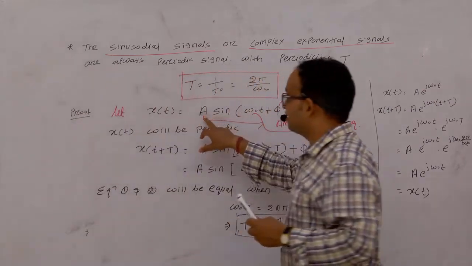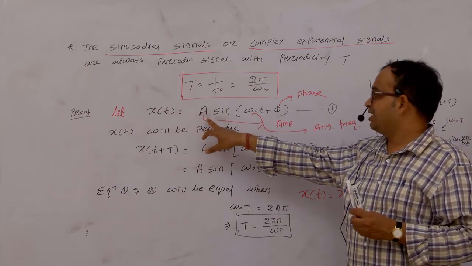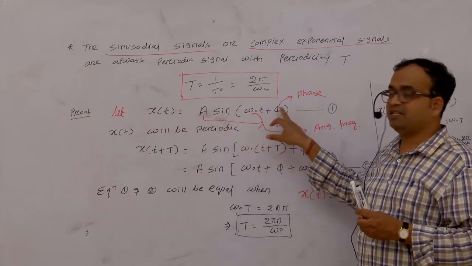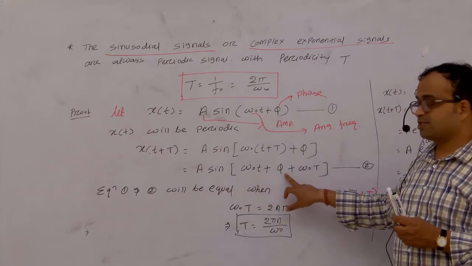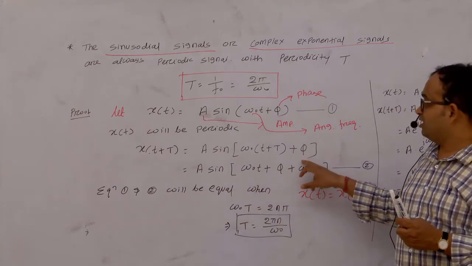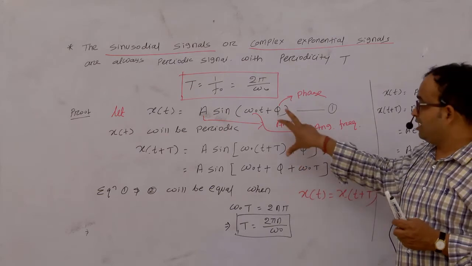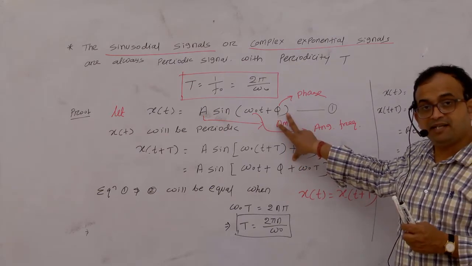In the right hand side of equation number 1, I have written like this: a sin(omega 0 t plus phi). Here the right hand side is a sin(omega 0 t plus phi plus omega 0 t). So these two things are not equal. So we have to make them equal. So how can we make them equal?